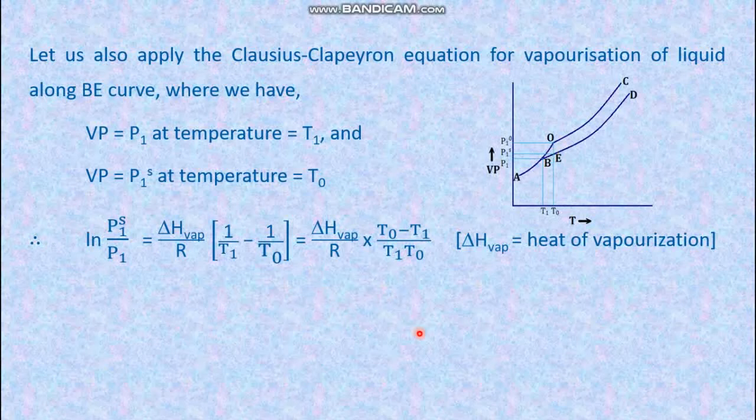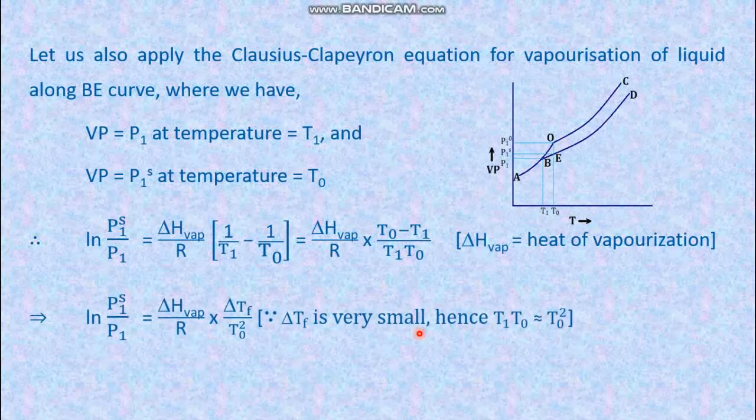So by similar processing we get this relationship. As a result, we get equation number 2. So what is equation number 2? Now equation number 2 is natural log of P1S by P1 equals delta H vaporization by R into delta TF by T0 squared.